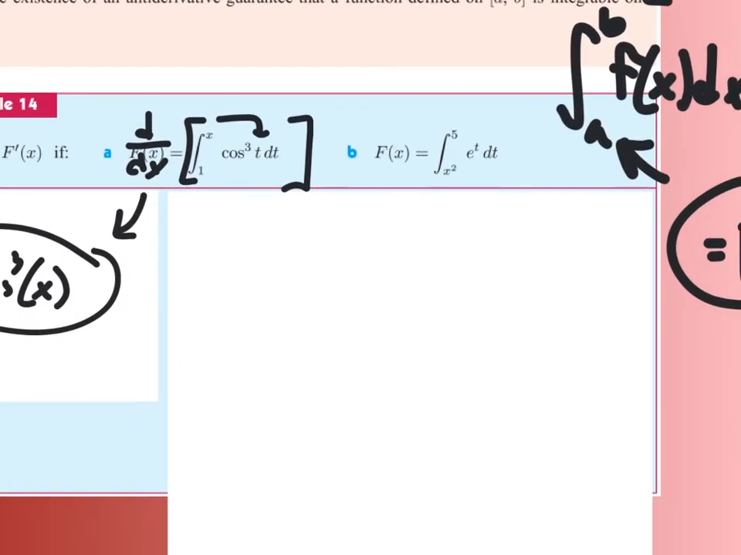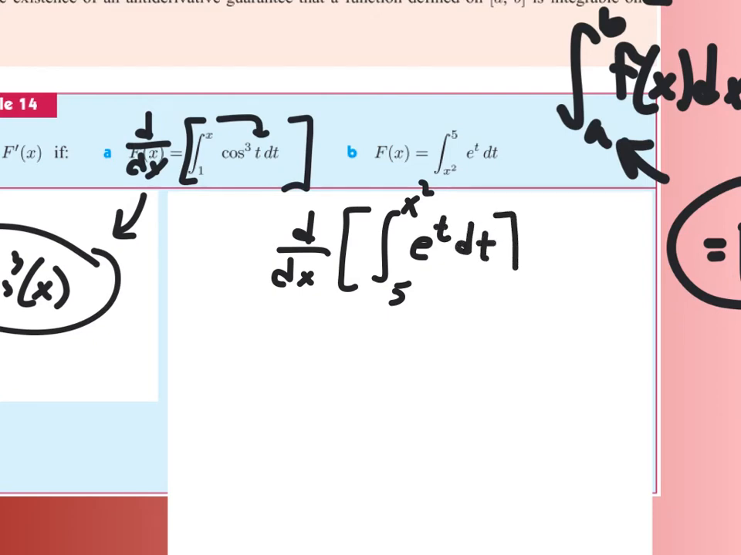Okay, how about on this one? Well, in order to do the fundamental theorem, we need to alter the limits of integration here so that the variable is on top and the constant is on bottom. But if I do that, I've got to make it negative, right? I've got to change this sign.